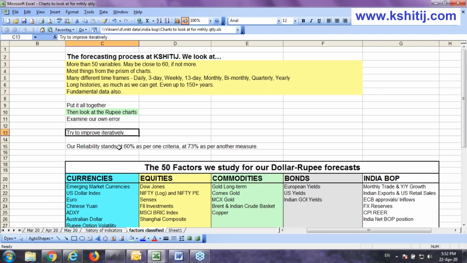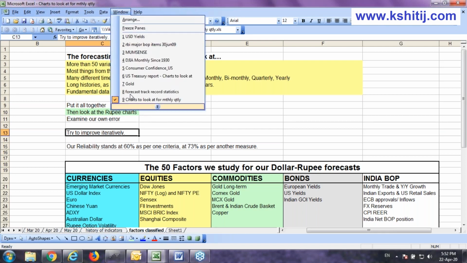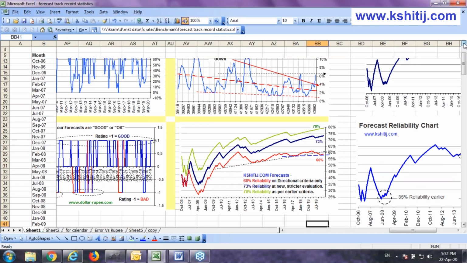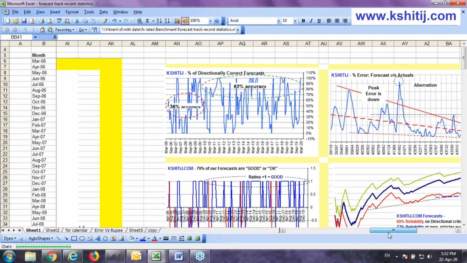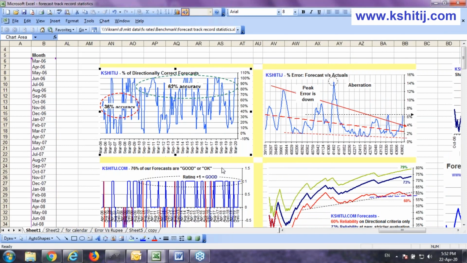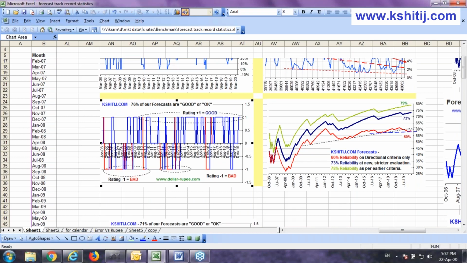And I will share with you our current forecast statistics. So we measure our reliability based on two criteria. One is whether a forecast has been directionally correct or not, and secondly, what is the percentage error of the forecast. Both of them put together, we figure out whether a forecast is either bad, which is -1, or good, which is +1, or 0, which is just okay.